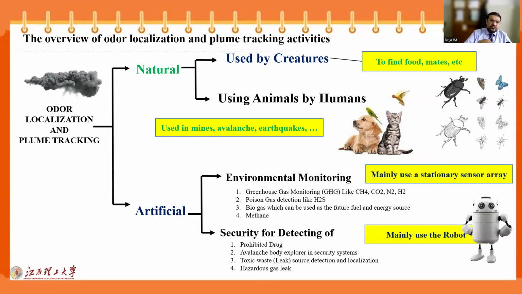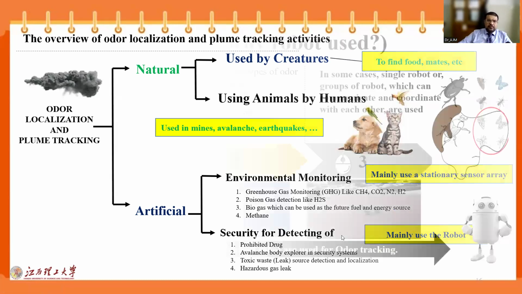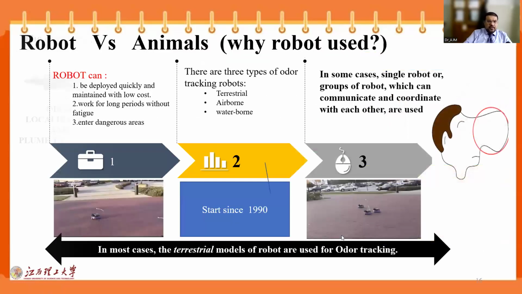From the root of the application and use of odor tracking and plume tracking, our aim is to do the artificial job for security and detection with the help of robots. Then the application is now clear for us. But why should robots be used? Because, as a very common introduction about robots, a robot can be deployed quickly and maintained at low cost, with no need for training, which we had, for example, for dogs and birds and so on.